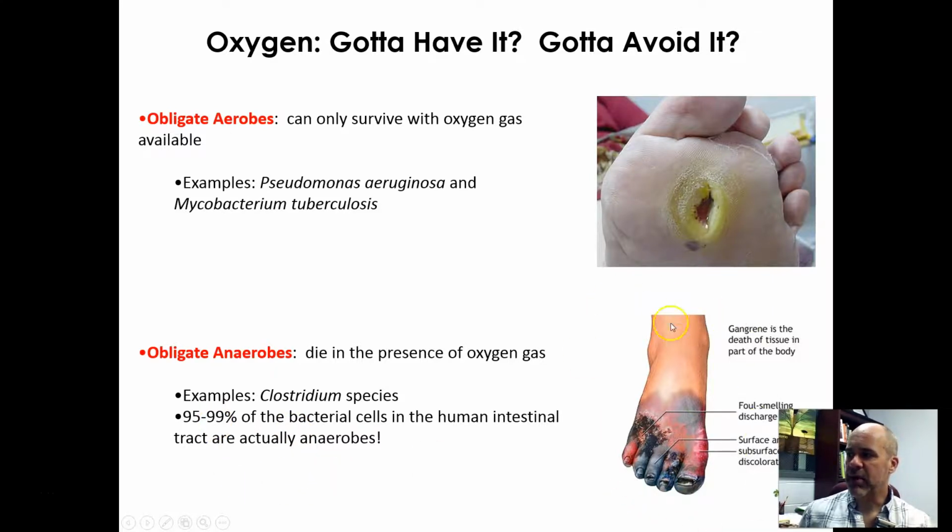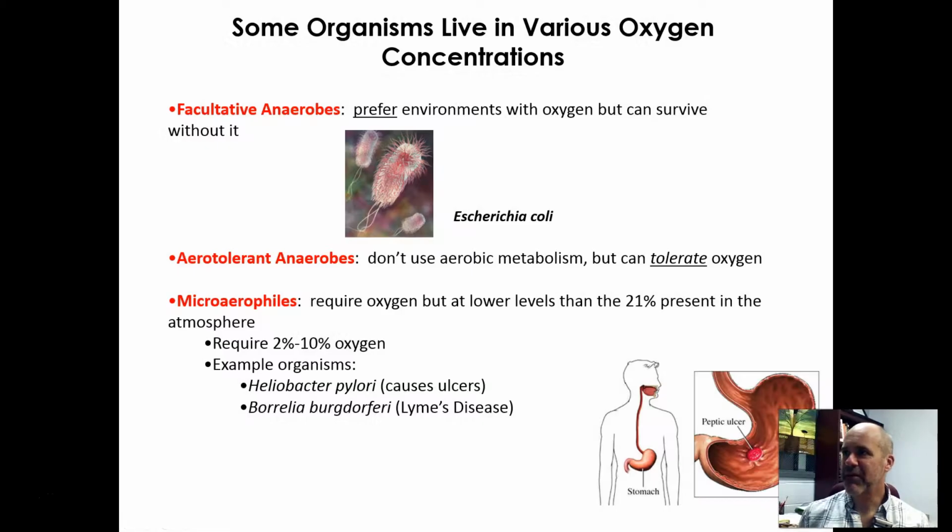Over here, we have a picture of somebody with gangrene, which is caused by Clostridium perfringens. If you had frostbite or a severe wound and it cuts off the blood supply to some of your tissues, those tissues can become anaerobic because you no longer have blood bringing in oxygen gas. Then if you get exposed to Clostridium perfringens bacteria, they can grow in those anaerobic tissues, and that can cause gangrene, which is not fun.